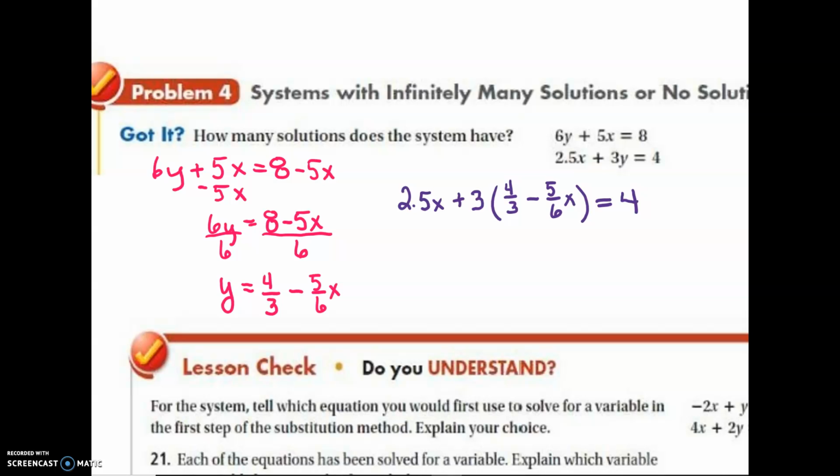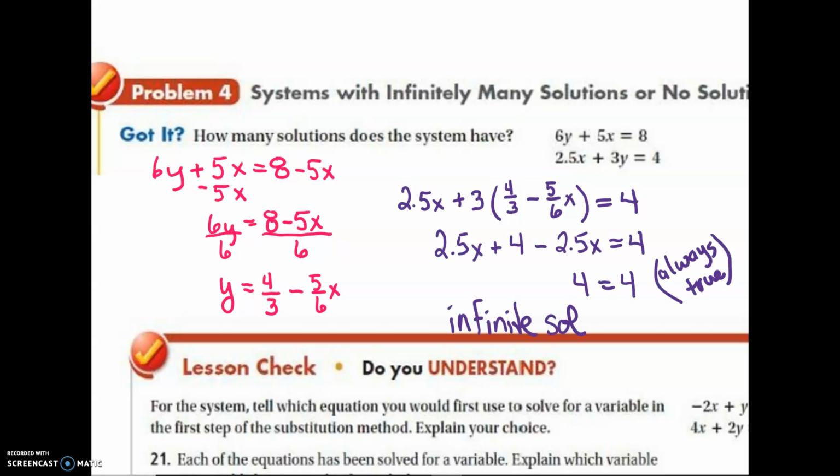And once I use distributive property, 3 times the 4/3 would give me 4. And then 3 times 5/6 ends up giving me 2.5. Now I'm going to run out of time here, so I'm going to pause it real quick, finish the problem, and do a quick wrap up.